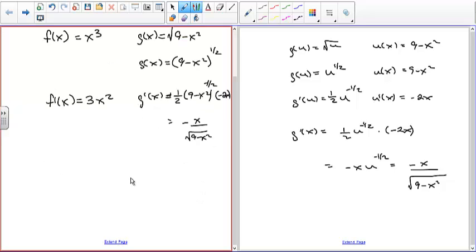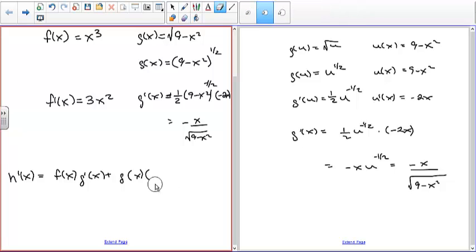Okay, so that's f prime of x, g prime of x. So if I want to find the derivative of this product, it's f of x times g prime of x plus g of x times f prime of x.